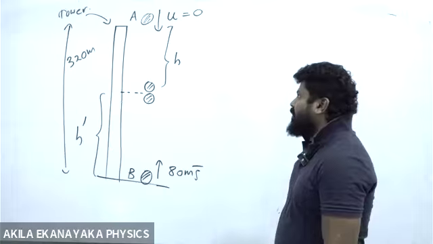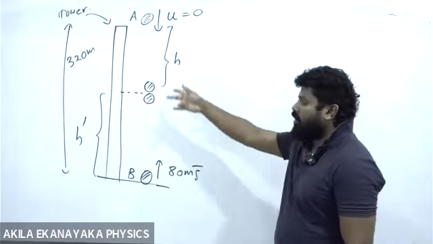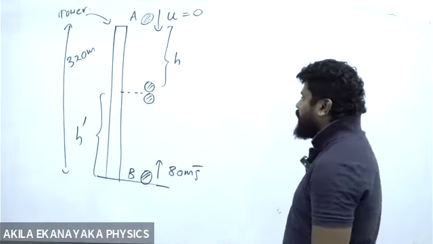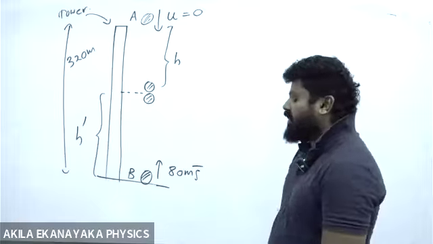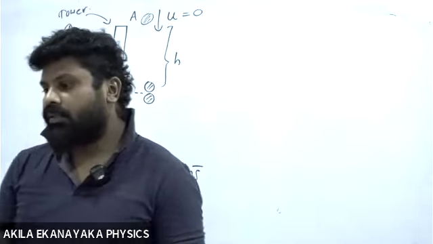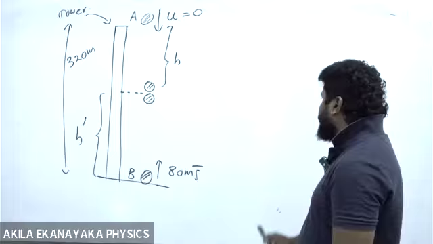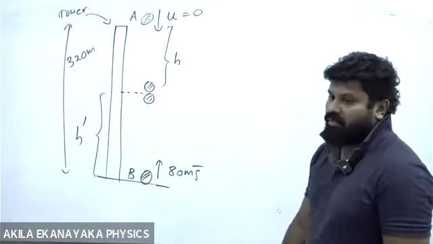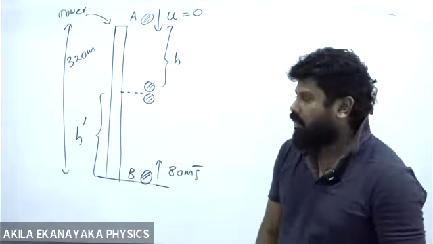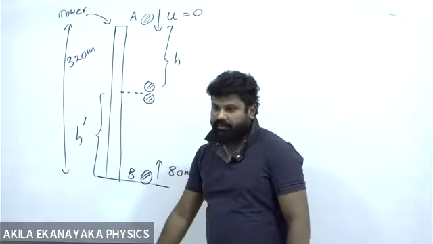Calculate the distances traveled by the objects within that time, right? I'm asking you to find out the H and H dash.